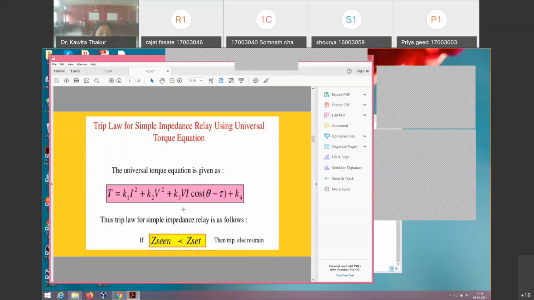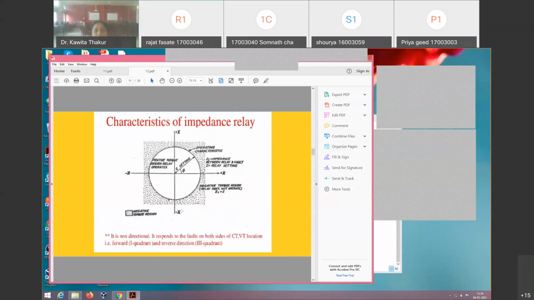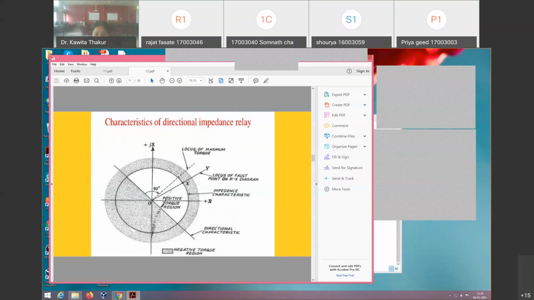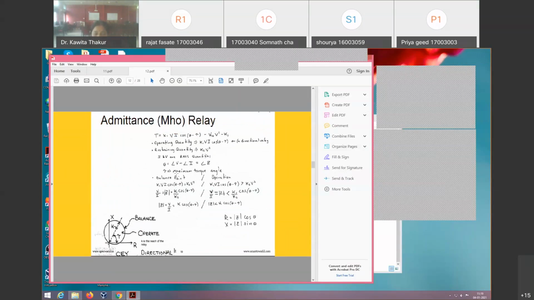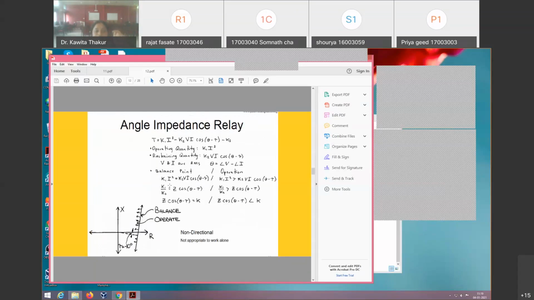What is the trip law? What is the universal trip law for distance relay, for impedance relay, for reactance relay, for Moore relay? Okay, we have seen and we have derived it. For impedance relay, how it operates, characteristics of impedance relay, it is a circle inscribing origin. Okay, characteristics of directional impedance relay, then admittance relay, it is circle passing through origin. We have derived the torque relation of admittance relay. Then angle impedance relay, it is having certain angle with the R-X line.